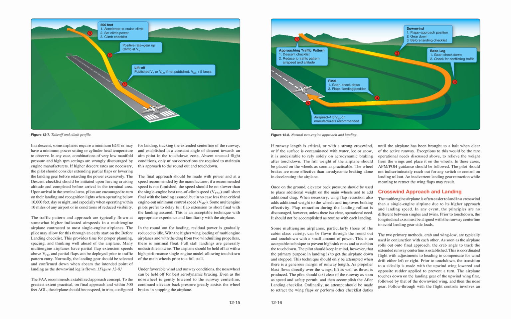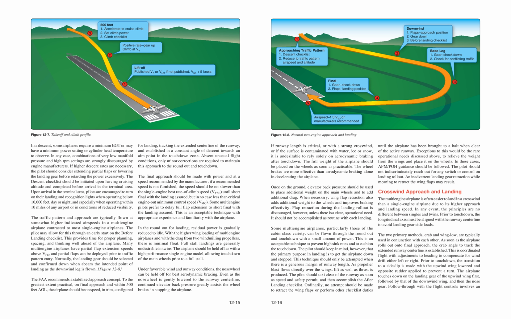An inadvertent landing gear retraction while meaning to retract the wing flaps may result. Crosswind approach and landing. The multi-engine airplane is often easier to land in a crosswind than a single-engine airplane due to its higher approach and landing speed. In any event, the principles are no different between singles and twins.